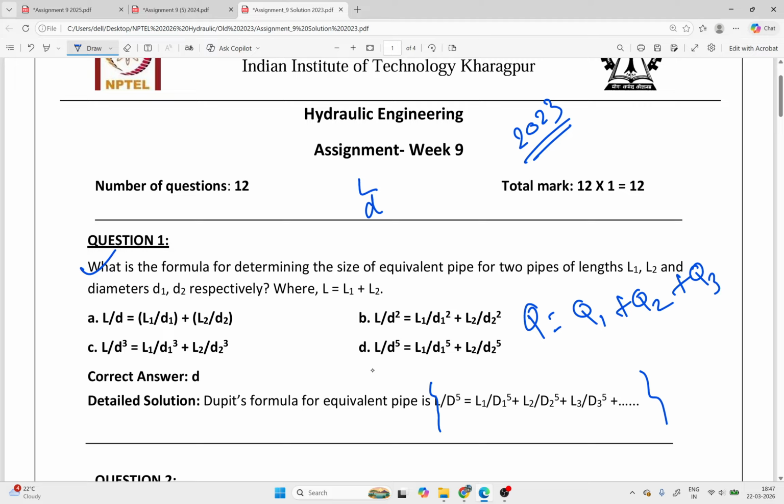So if you do this, you also need the formula for head loss, remember please. The head loss formula is very, very important here, because you convert discharge in terms of head loss, that is f L V square by 2 g D. From here you will get the discharge. Once you put that in, you will get the final equation like that.